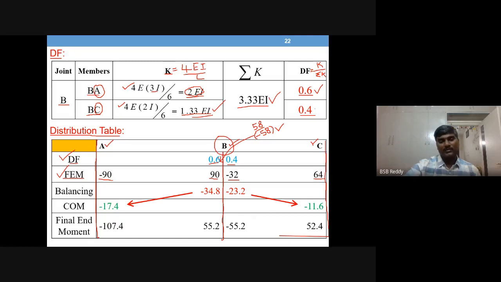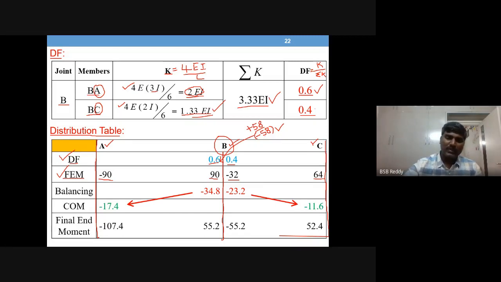Okay, moment distribution. So you are distributing the moment. This is the title of the method: moment distribution. What moment? Balancing moment. This minus 58 is called the balancing value. It is balancing plus 58. It is balancing the joint B.